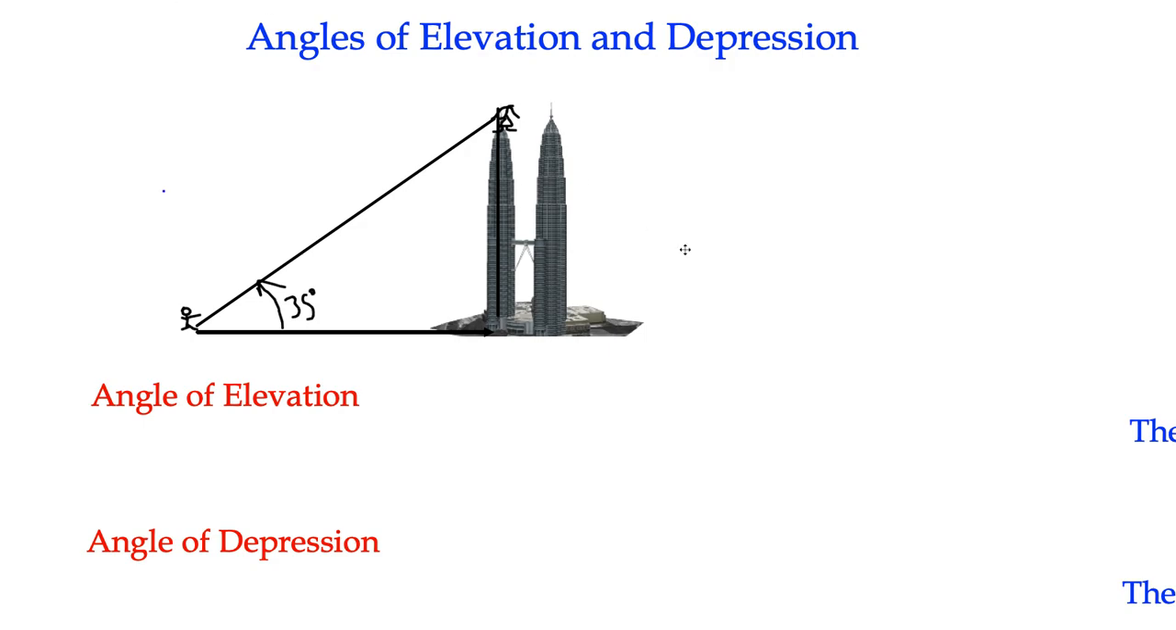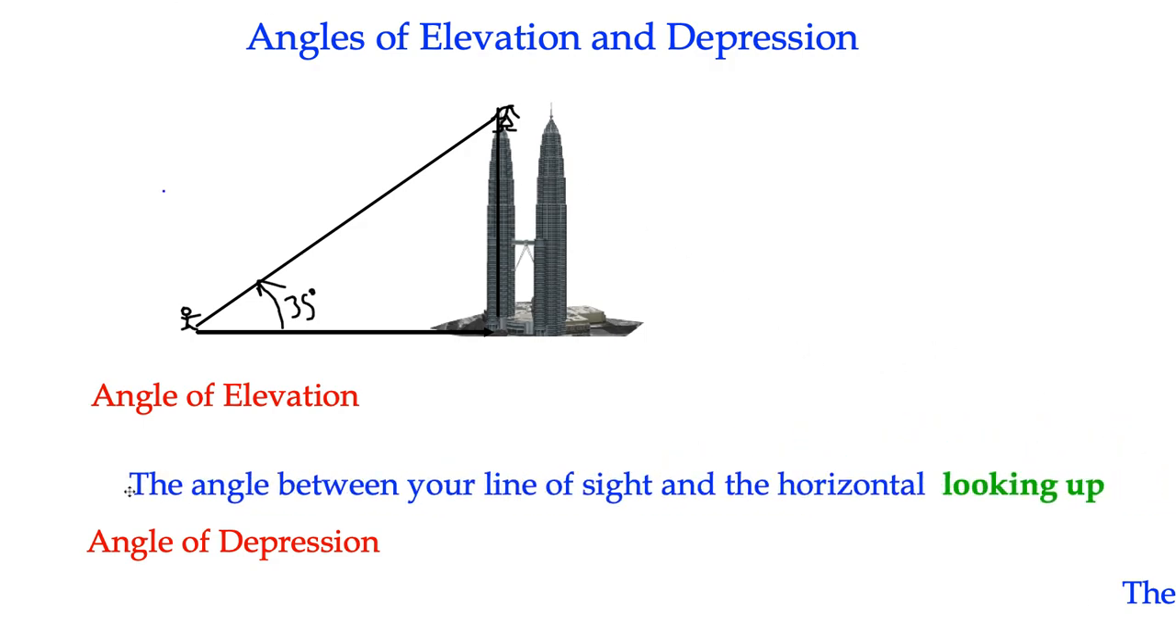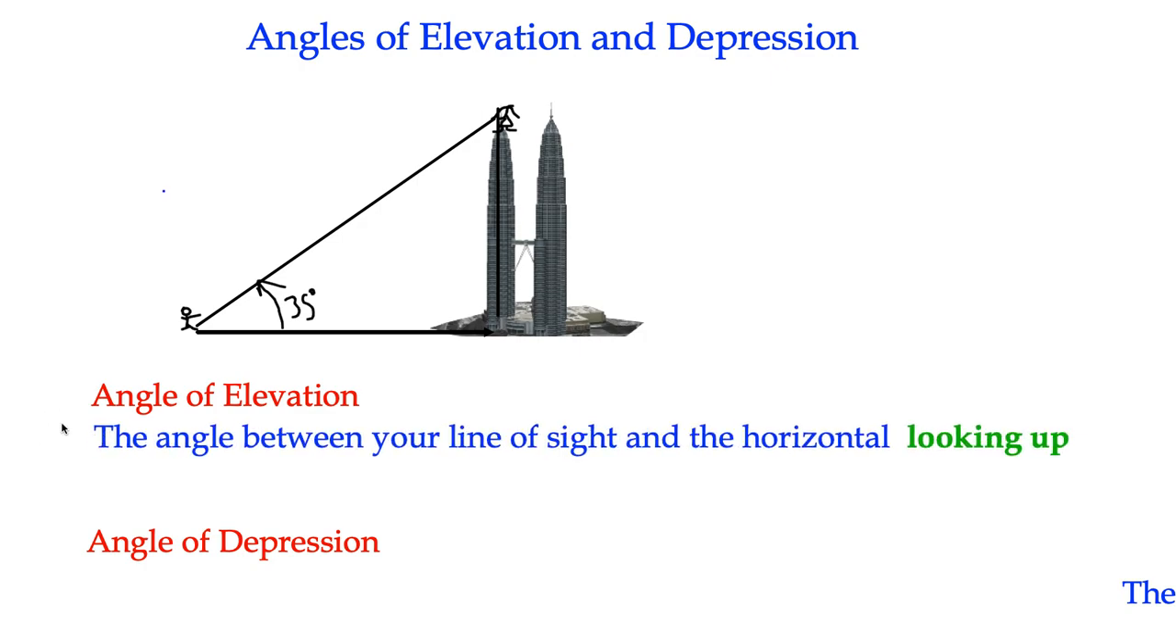Just to recap, the angle of elevation is the angle between your line of sight and the horizontal when looking up. It could be a physical line, a wire, or a solid object, but we can also think about it as a line of sight. So what's an angle of depression then?